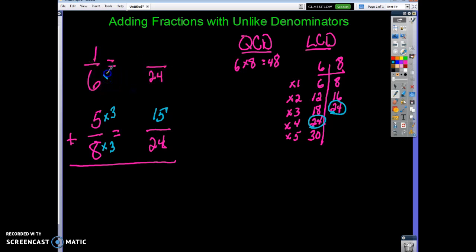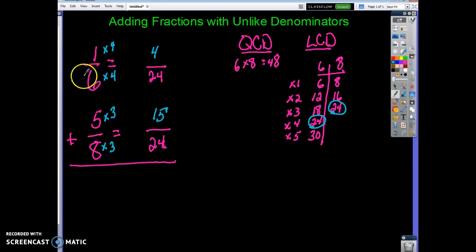And we're going to do the same thing with 1/6. So 6 times something equals 24. I look over here and I see it's 6 times 4. What I do to my denominator, I must do to my numerator. 1 times 4 is going to equal 4. So now my two new fractions are 4/24 and 15/24.